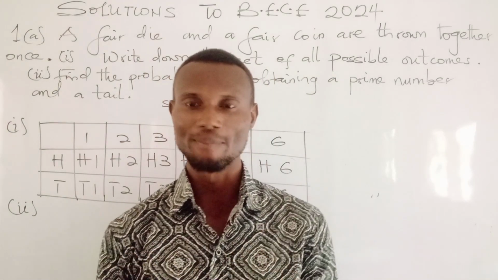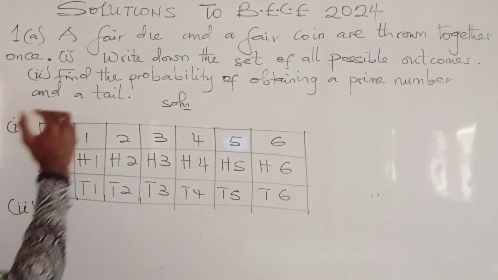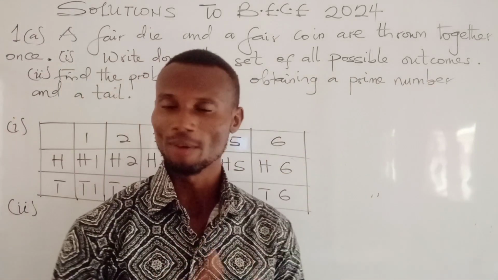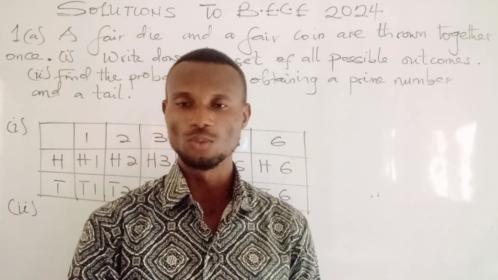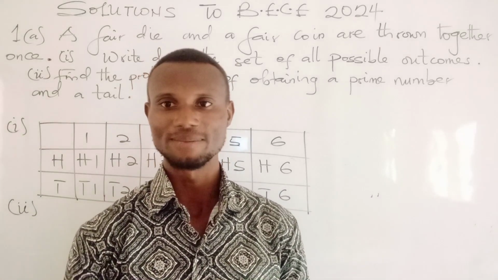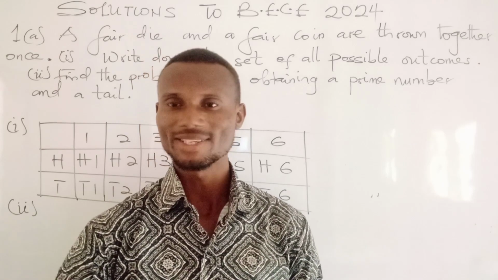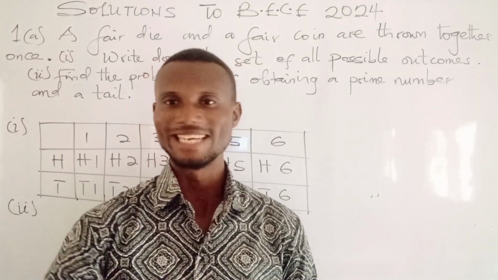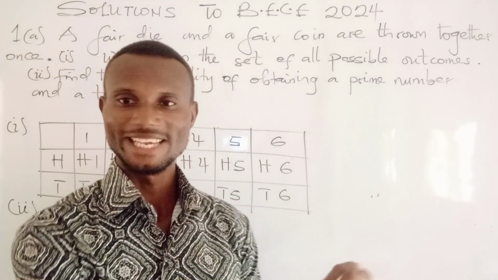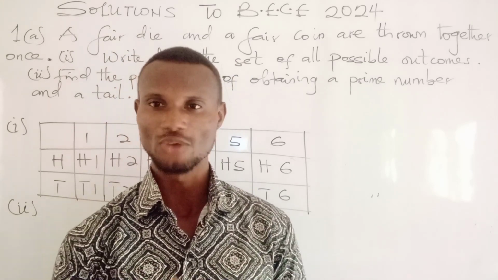Now, when it comes to probability, any question that they are asking you, for example, this one, we are being asked to find the probability of obtaining a prime number and a tail. With probability, it's always what they are asking you all over the total outcome. The total outcome is also the same as the sample space. And we know that the total outcome here is 12, so it's the same as the sample space, which is 12. I hope you understand up to this point.